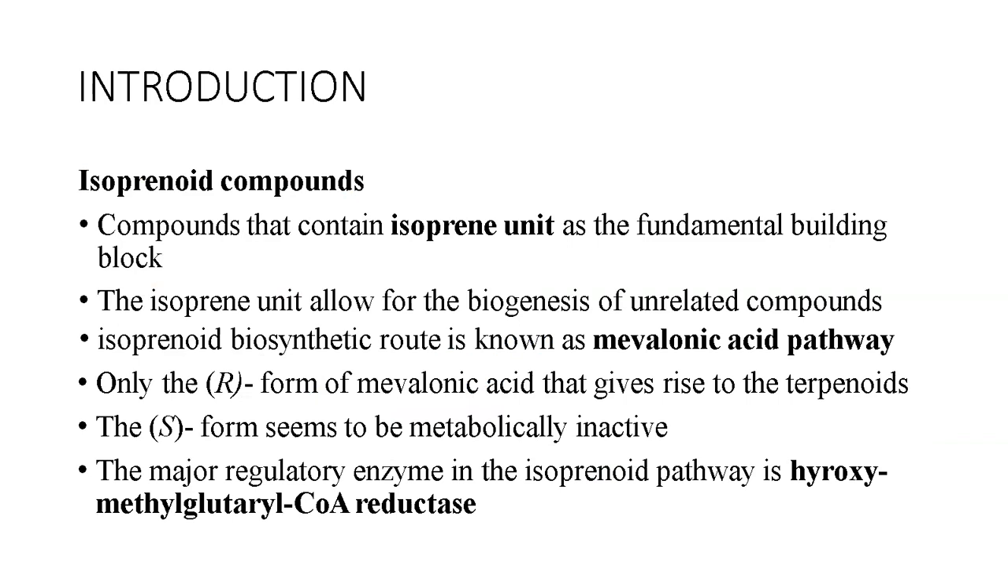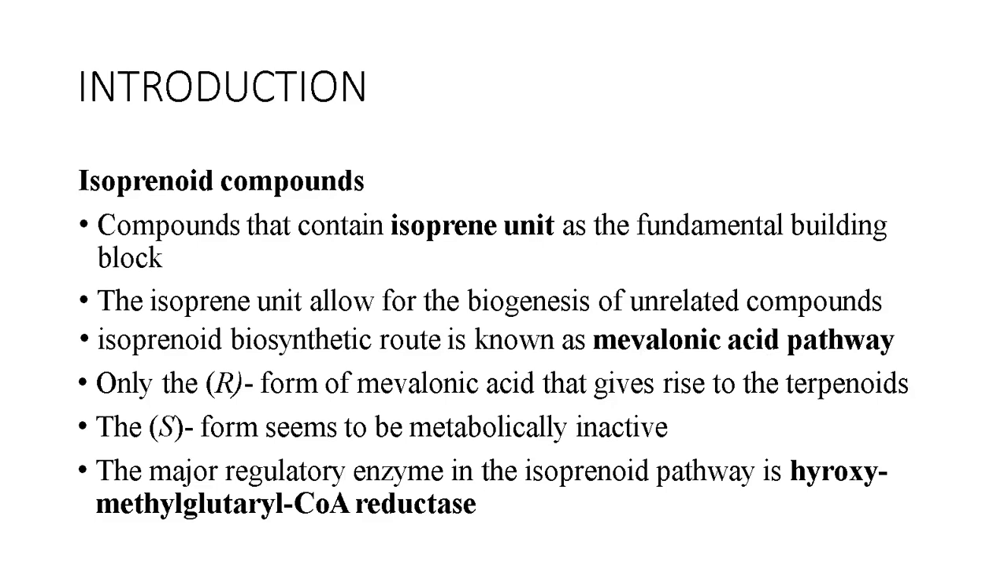You'll just know that they're isoprene units, hence the name. So these compounds exist, they are actually secondary metabolites. So they allow for the biosynthesis of unrelated compounds. The isoprenoid synthetic route is called the mevalonic acid pathway, and this is very important, it can be asked: mevalonic acid pathway.